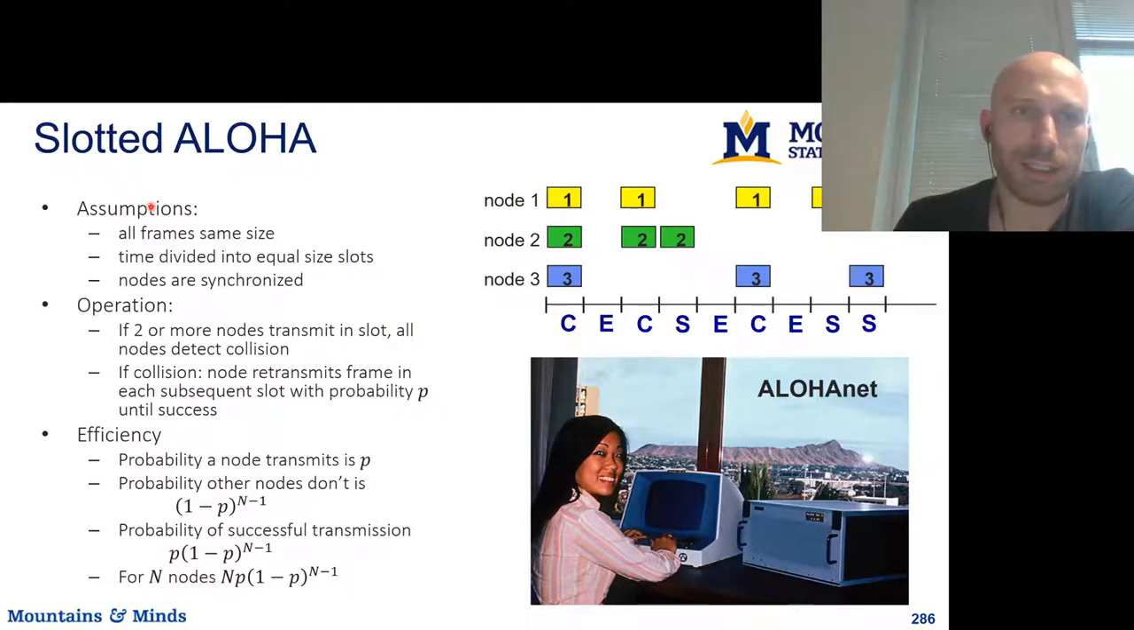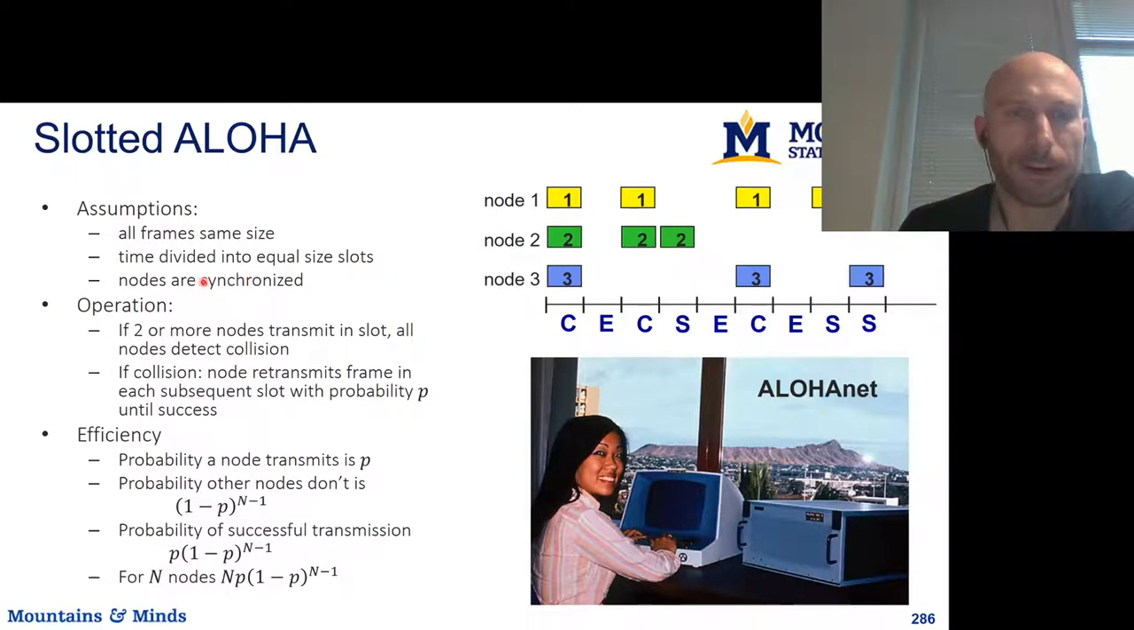But what you have is all data frames being transmitted have the same size. So you can basically divide time into slots during which transmission can happen. Now, the problem with this, you'll notice, is that there is some coordination because each node needs to know when a slot starts. This can be treated as a strong assumption, but let's just assume that that can be done somehow. So time is divided into equal time slots, and these nodes are synchronized, as I mentioned.